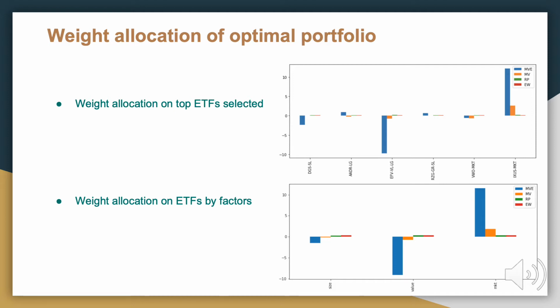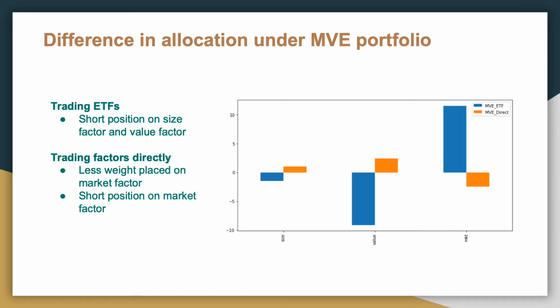And after we combine ETFs under the same factor, we're able to figure out a weight allocation on ETFs by factors. Now let's look at the difference in allocation under the MVE portfolio. So if we trade ETFs only, our weights look like this. The blue plot represents the weight on ETFs under factors. So market factor has the highest weight, and we're actually shorting size and value factor. But if we trade factors directly, less weight is placed on market factor. We're placing more weight on size and value, and instead we're shorting the market factor.